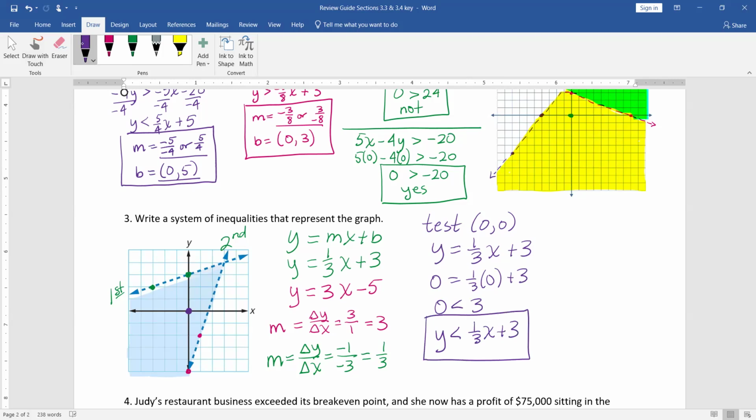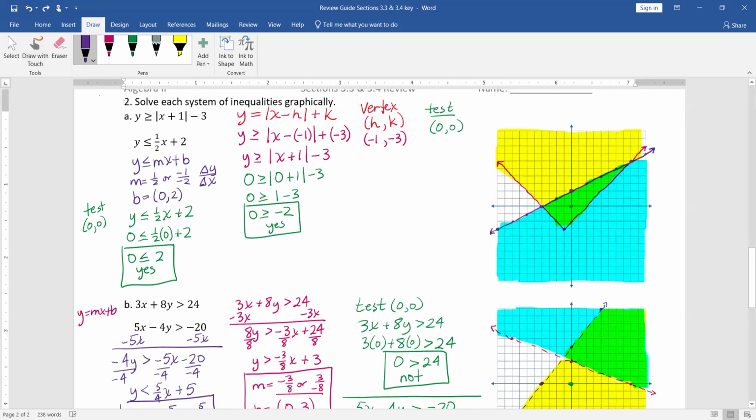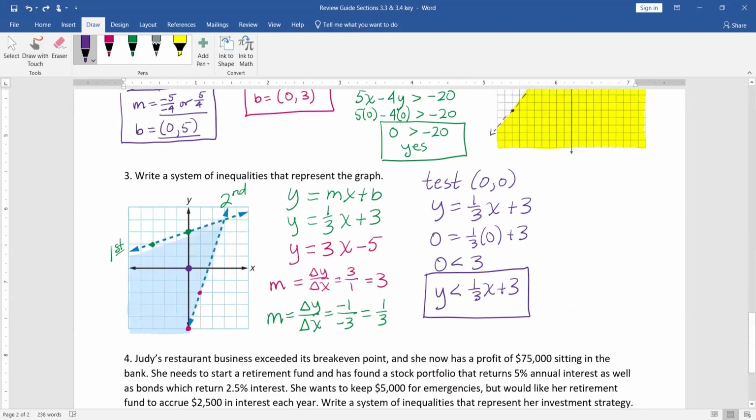Which makes sense because what part of that did we highlight? The part underneath it. We highlighted the part on the bottom, so that makes sense, that it's all the y values under that. But that's the final.